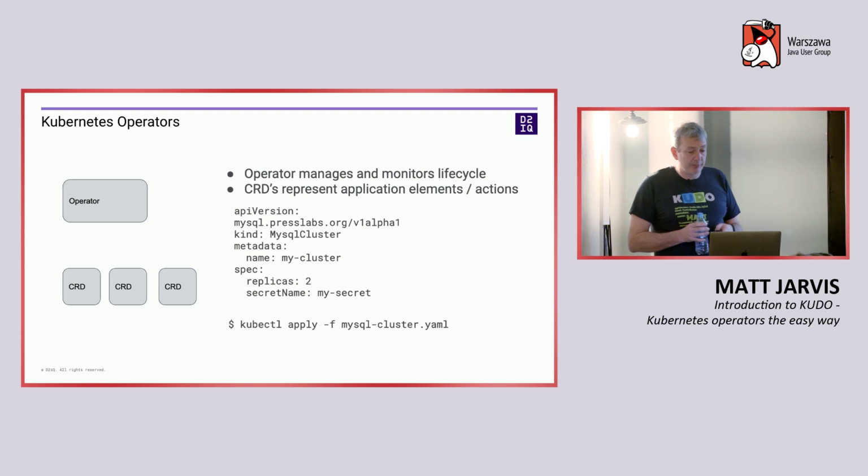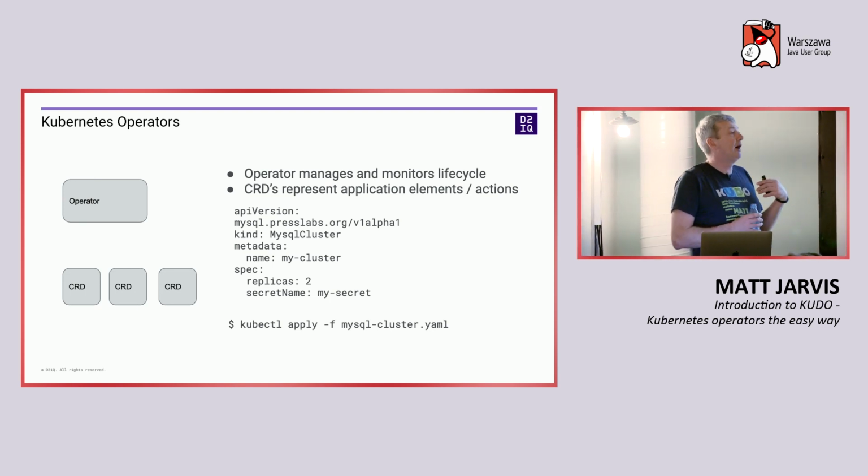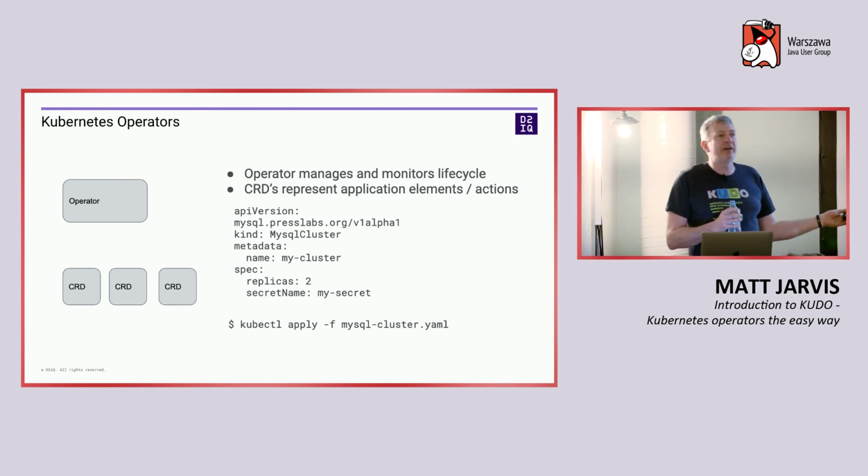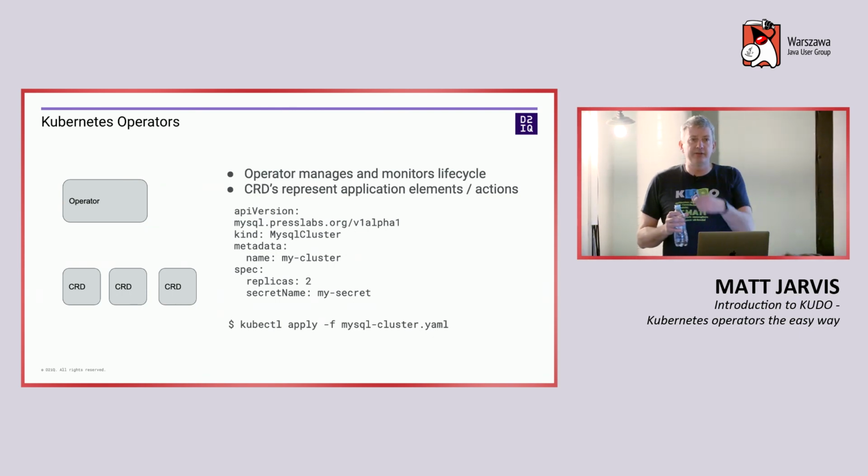But it's important to note that typically these things are unique. So an operator for Elastic will be a different operator from an operator for Kafka. They're purpose-built for each application.